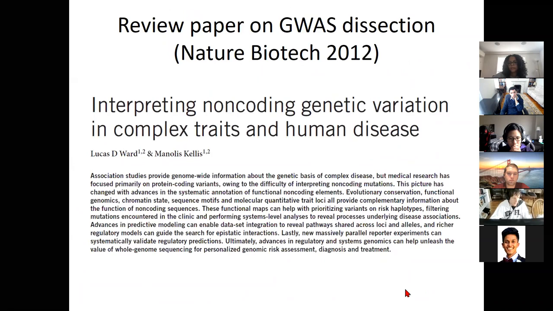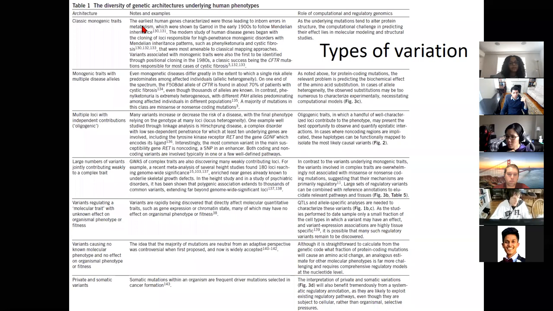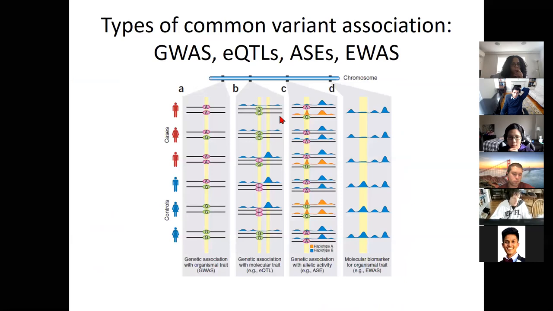So based on all these papers, based on all this work, we basically wrote this review paper back in 2012, which 8 years ago now is still very much relevant, about interpreting non-coding genetic variation in complex traits and human disease. So what this paper did with my former postdoc, Luke Ward, is look at the diversity of genetic architectures underlying human phenotypes. We talked about classic monogenic traits with multiple disease alleles, monogenic traits with independent contributions. These are oligogenic, multiple loci with independent contributions. And then large number of variants that jointly contribute weakly to an effect, and variants regulating a molecular trait with unknown effect on organismal phenotype, and variants causing no known molecular phenotype and no effect on organismal fitness, as well as private and somatic variants. So these are the types of variation and how do we understand them. And then we talked about these common genetic variant associations.